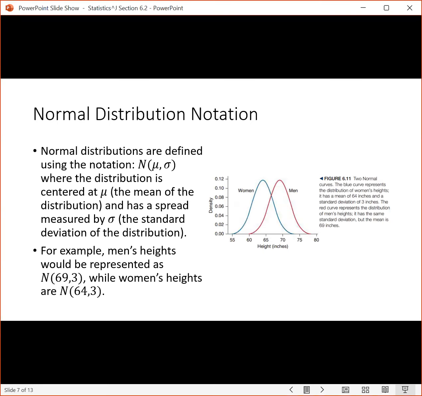Normal distributions are defined using the notation N(mu, sigma), okay, and then it just goes over those things again. For example, if men's heights have a mean of 69 and a standard deviation of 3, we represent the normal curve as N(69, 3). And then women's heights have a mean of 64 and a standard deviation of 3, and so we represent the normal curve for those using N(64, 3).